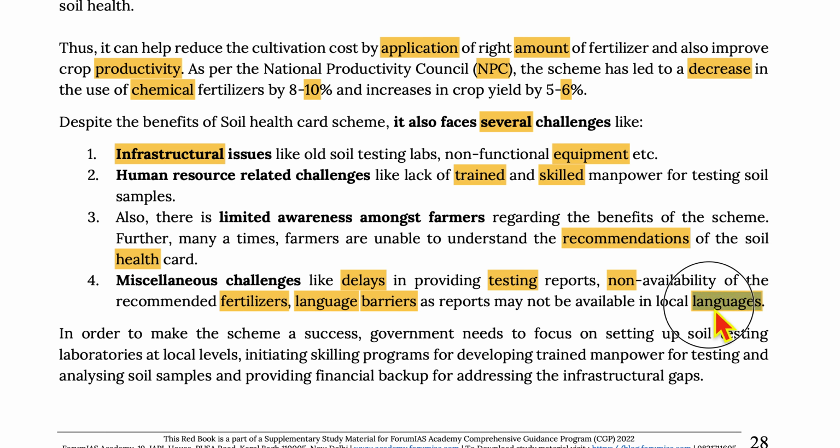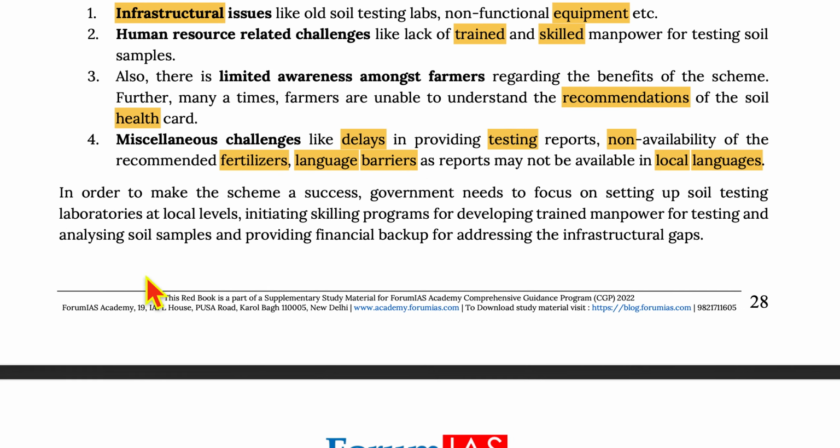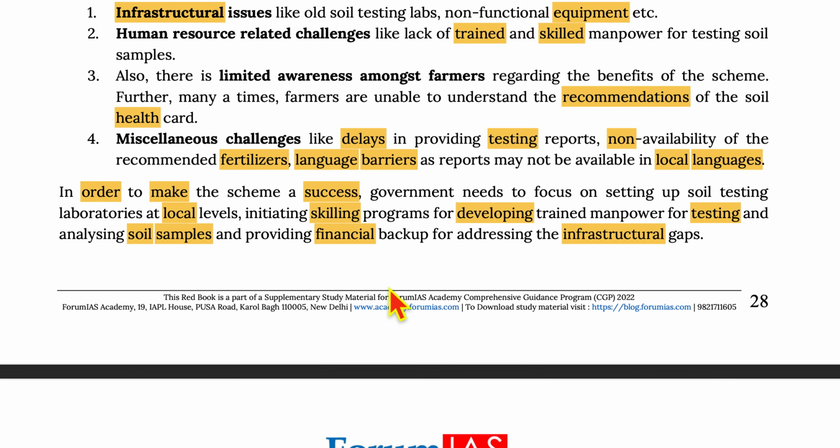In order to make the scheme a success, the government needs to focus on setting up soil testing laboratories at local level, initiating skilling programs for developing trained manpower for testing and analyzing soil samples, and providing financial backups for addressing the infrastructural gaps.